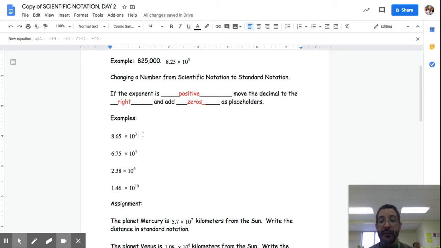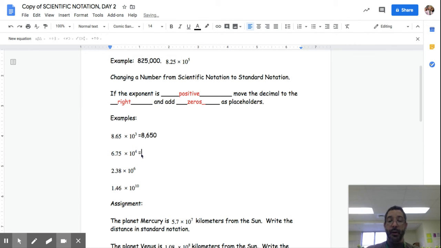So for example, if I come down here to 8.65 times 10 to the 3rd, I look at where my decimal is, and I'm going to move it 3 places to the right since it's a positive exponent. And the exponent is 3, so I'm going to move it as many places as the number of my exponent. So that's going to be 8,650. Because here is my decimal, 1, 2, and I added 0 for a placeholder.